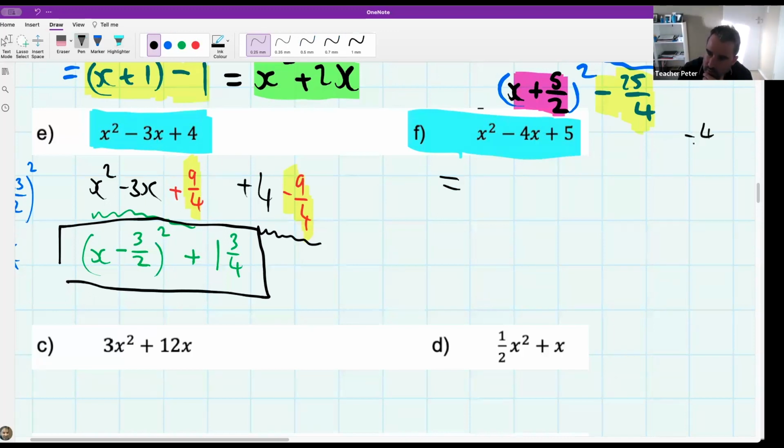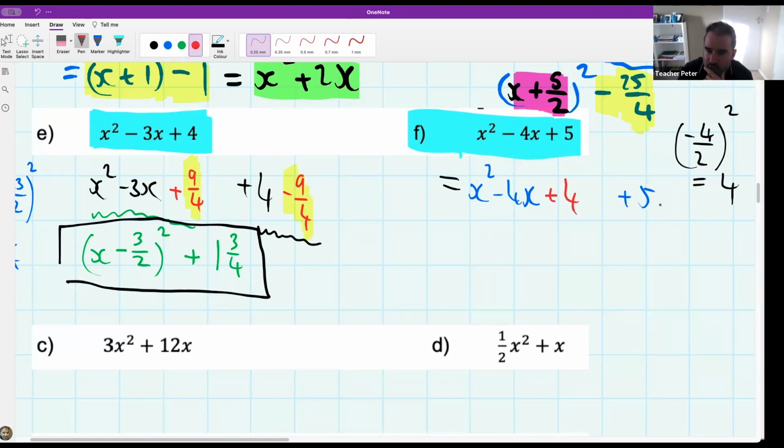So I've got minus 4 over 2, and then I need to square that. And what's that going to give me? Minus 2 squared, that's 4. So I think what I'm going to have to do is put the plus 5 down here, and then I'm going to add 4, and then I'm also going to take away 4. Add 4 and then take away 4. That seems okay to me. What is my final answer going to be?